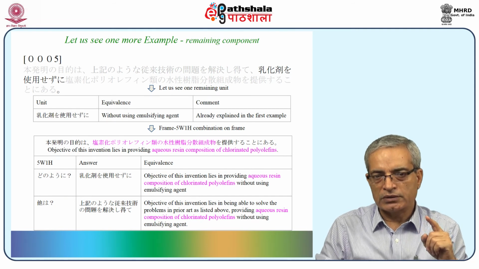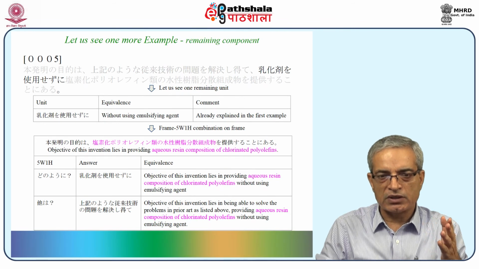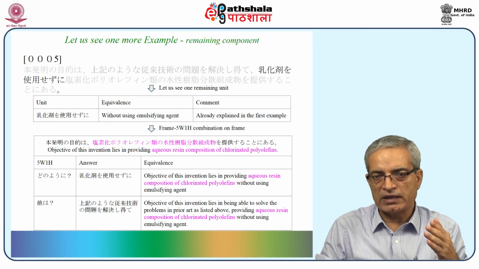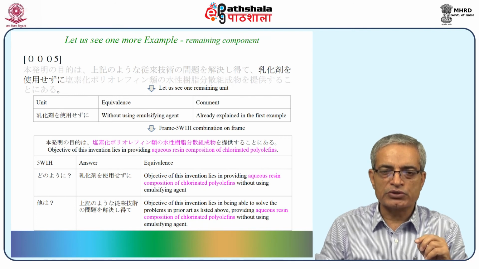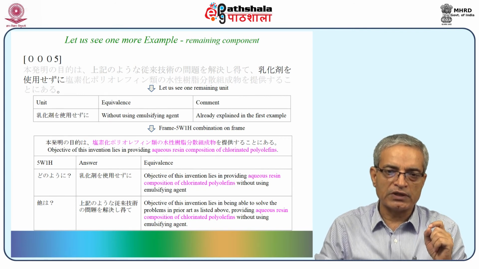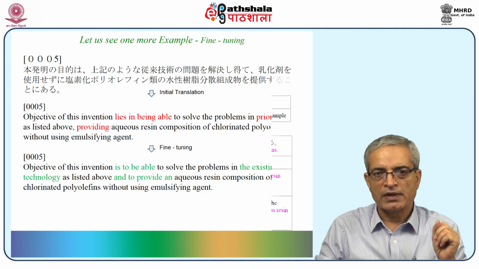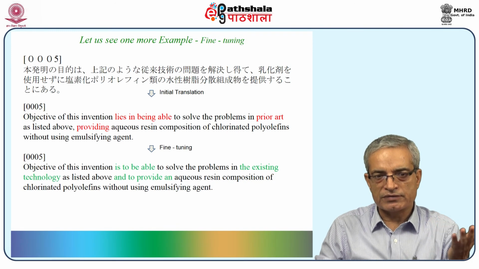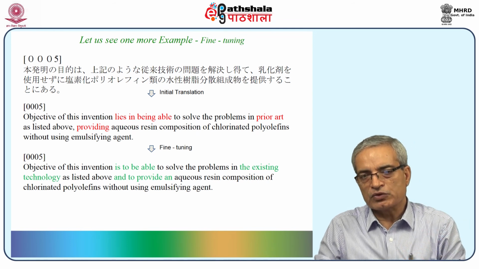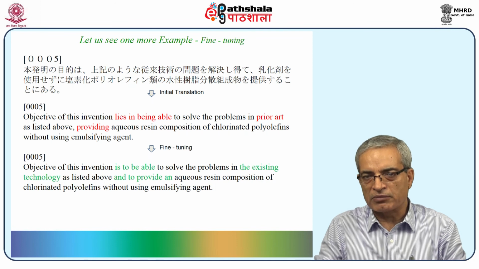"Joki no yona jurai gijitsu no mondai o kaiketsu shiete." And the translation comes as objective of this invention lies in being able to solve the problem in prior art as listed above, providing aqueous resin composition of chlorinated polyolefins without using emulsifying agent. The initial translation, as we have just seen, is objective of this invention lies in being able to solve the problem. So this needs some modification probably.